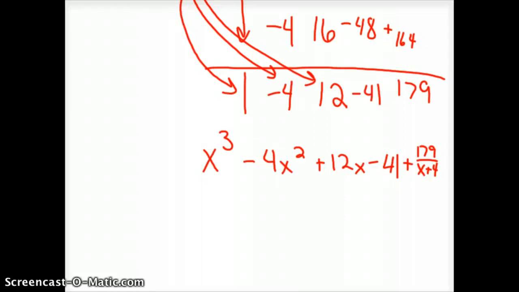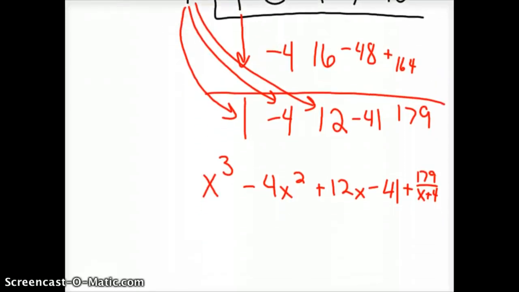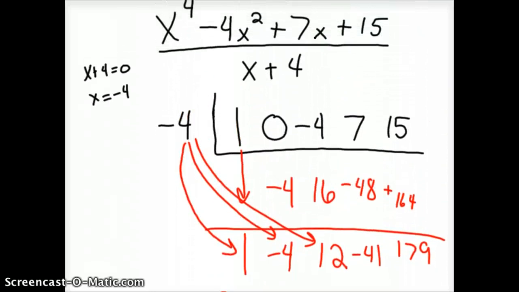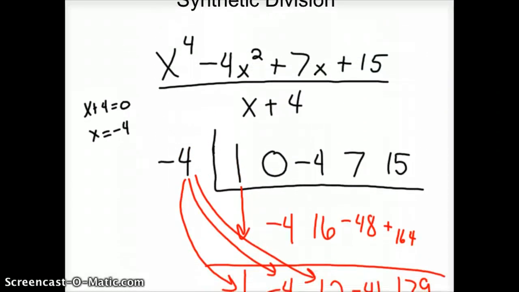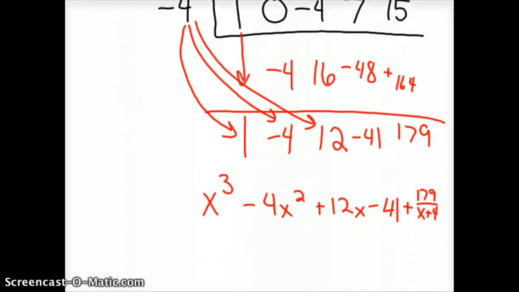If you wanted to check it out, you could just take that answer times x plus 4, and you should end up with x to the fourth minus 4x squared plus 7x plus 15. So there is a way to check it. But that is synthetic division.